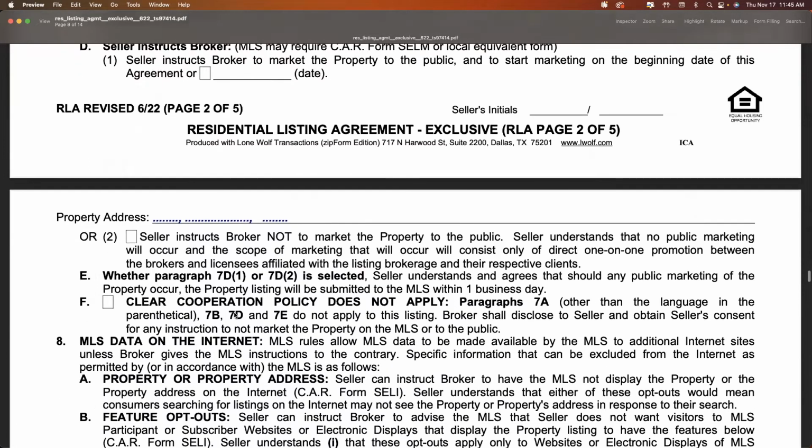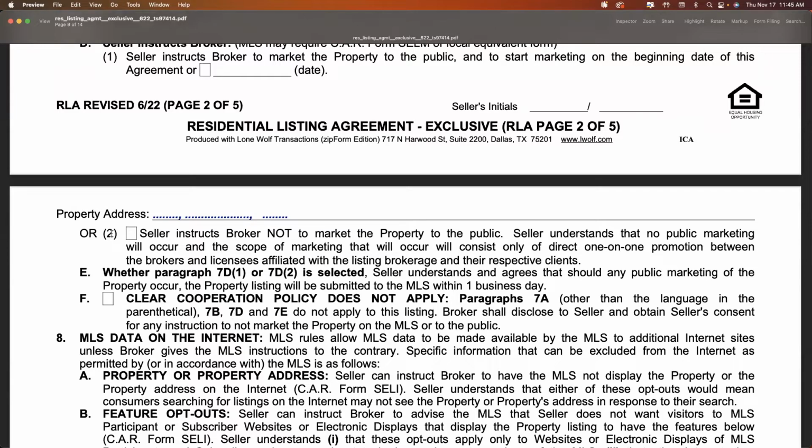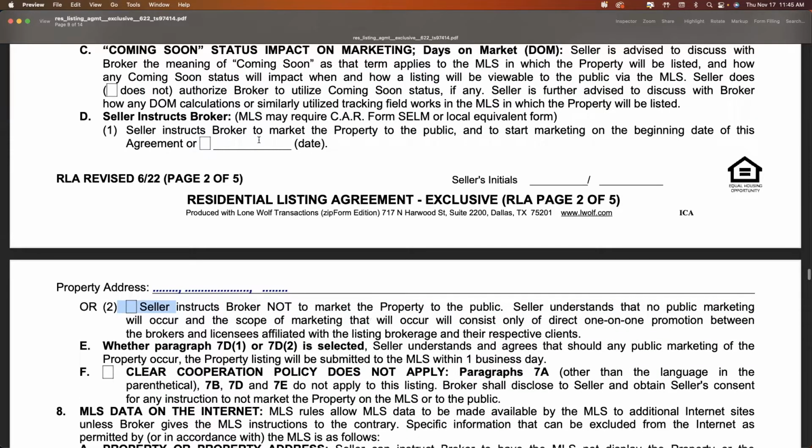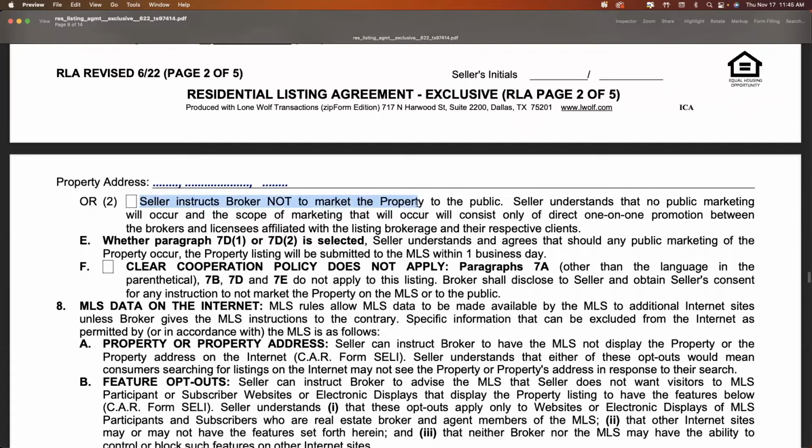Now, if I'm going to exclude it altogether, then I'm going to do 7D2, where it says seller instructs broker not to market the property to the public. And then it explains again, seller understands that no public marketing and all of that stuff, okay? So it's either this one if it's going to be withheld for a specific amount of time, or 7D2 if it's going to be withheld forever, okay?